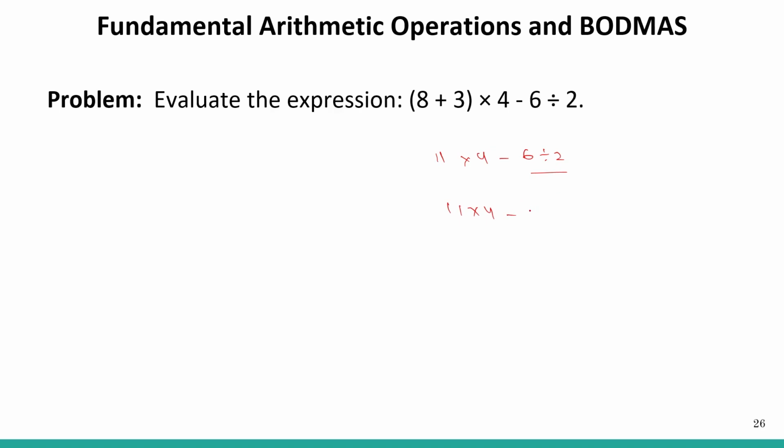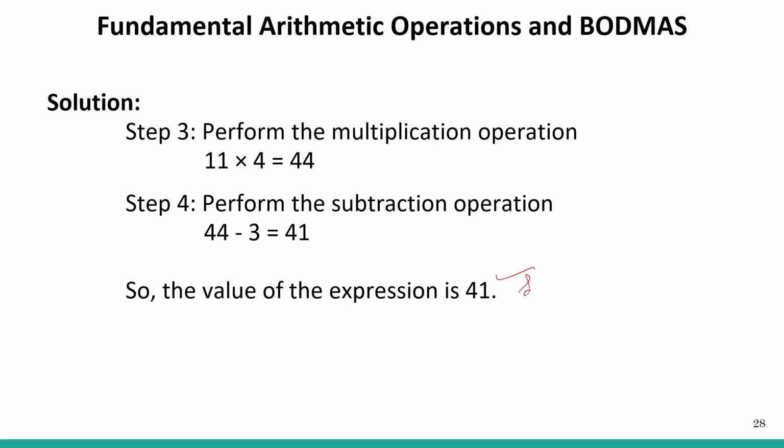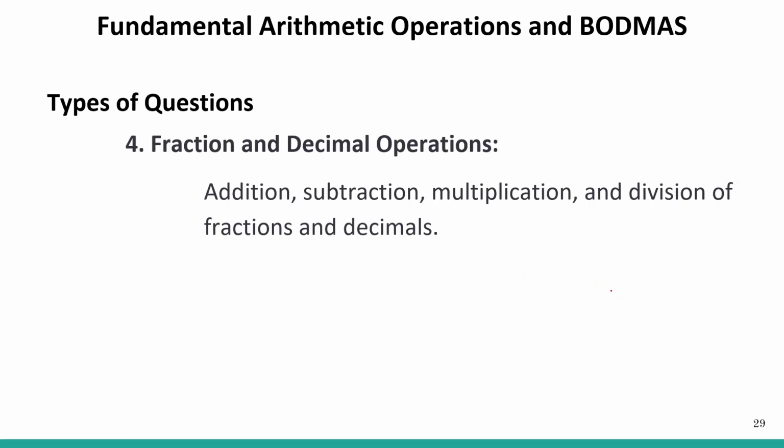So 6 by 2, that is 3. What we search for next is multiplication. So here, 11 into 4, that is 44. Then we try to add, but there are no addition symbols involved here. So that is why we go for subtraction, and there is one. And then what we are left with is 41. So 41 is the final answer.